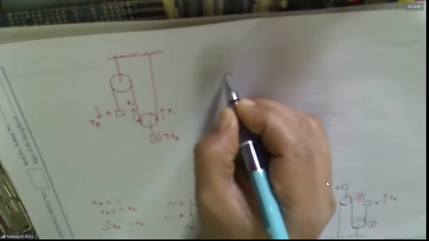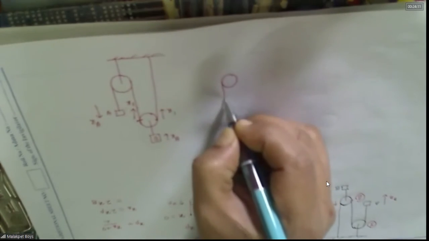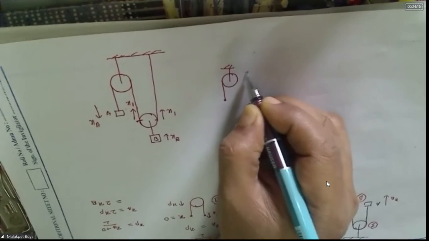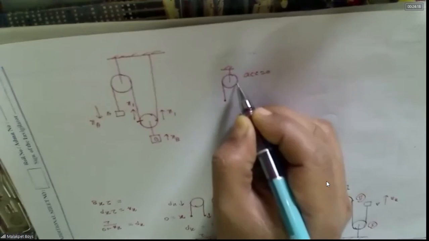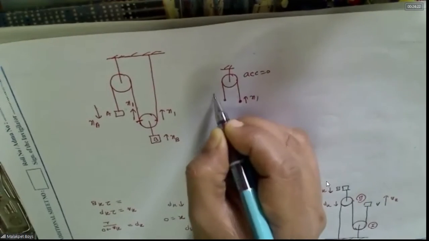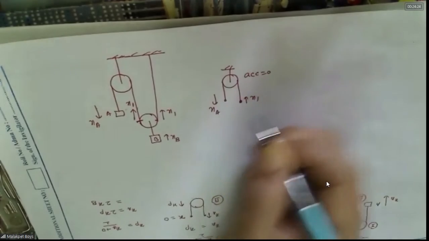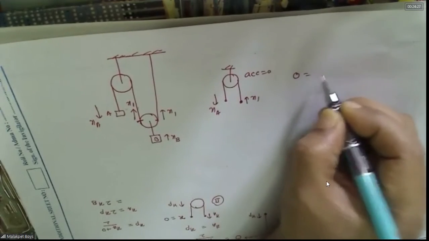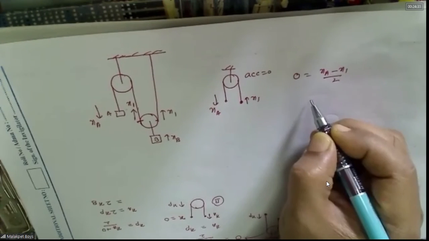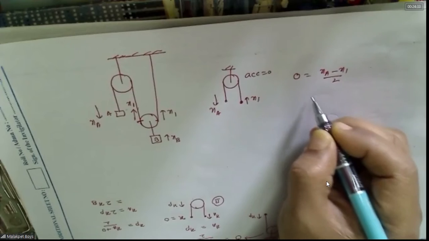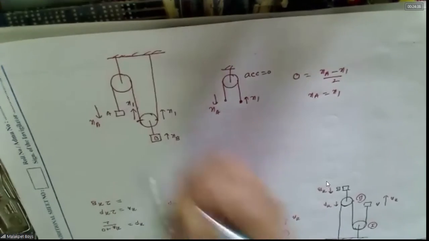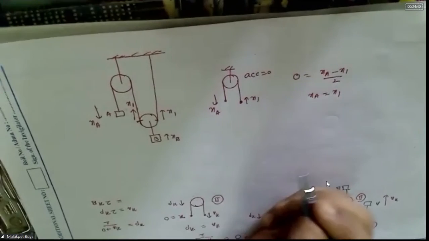Now for the left pulley, same thing you will get. This is fixed now. Acceleration is 0. For this pulley, the point's acceleration I am showing. Now tell what we will have: 0 equals xa minus x1, divided by 2. So this is nothing but xa equals x1. So that is what we got previously also. This point also has the same velocity.